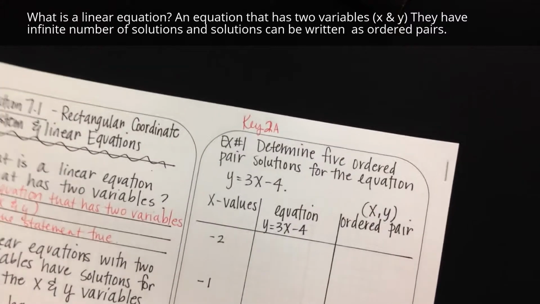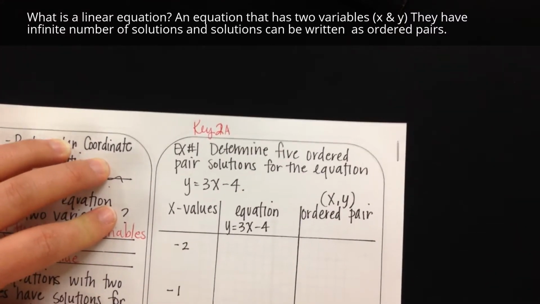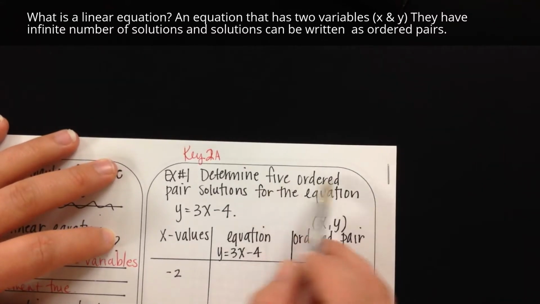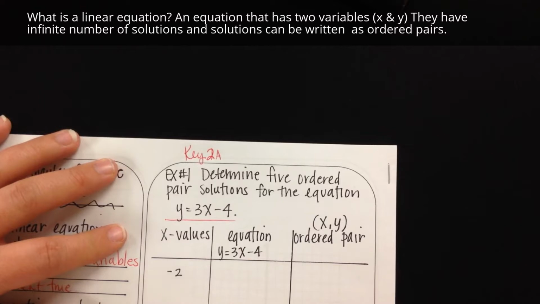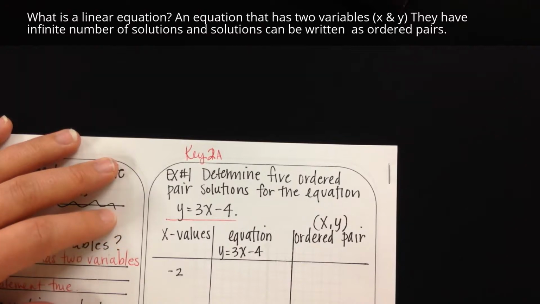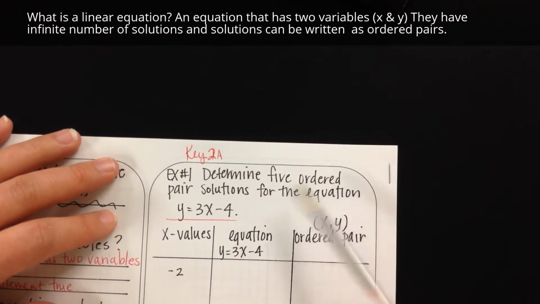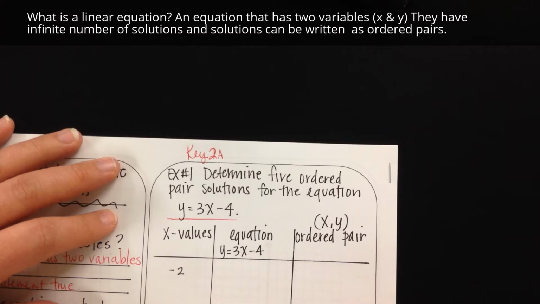Okay, so let's just do an example of this. It says determine 5 ordered pair solutions for the equation. So this is your equation. You can see that it has both a y and an x. Those are the two variables. I've gone ahead and selected your 5 pair. If your homework says, determine 5 ordered pairs, pick a couple of negatives, pick a 0, pick a couple of positives. The easiest ones to do are -2 through +2.